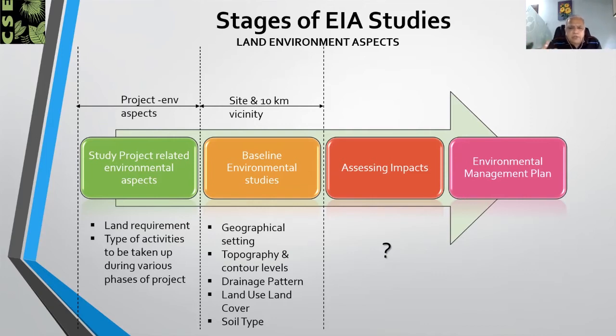Maybe for smaller projects, just the immediate vicinity is good enough. But for larger projects, we go up to 10 kilometers radius or 5-kilometer radius, depending upon the expanse of the project. Then we look at the drainage pattern, the land use land cover pattern, and the soil types in that area. These are the various aspects which are covered during the baseline environmental studies.